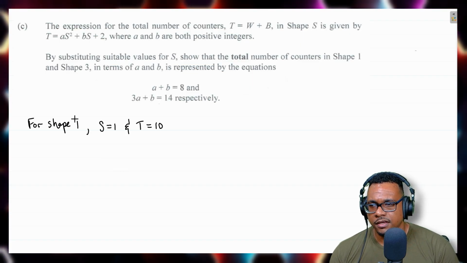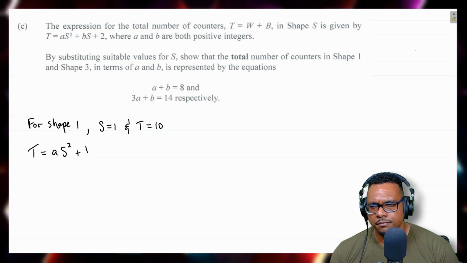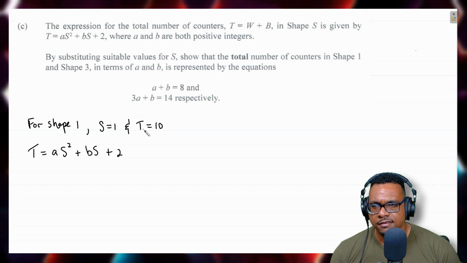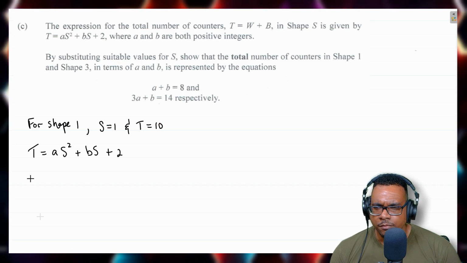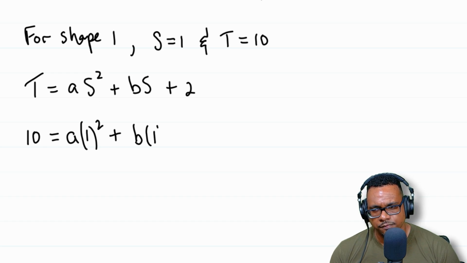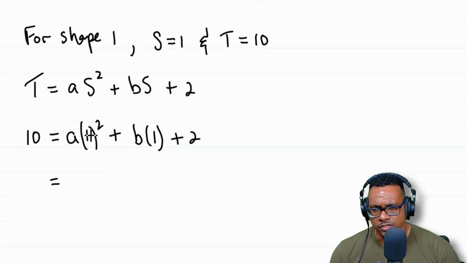So now let's write down this formula here. We have T is equal to AS squared plus BS plus 2. Now remember, T is equal to 10 and S is equal to 1. So I'm going to put 10 is equal to A. We don't know what A is. S is 1, so that's 1 squared, because S squared, plus B times S, and S is 1, plus 2. Let's work that out. 1 squared is just 1, so that's just A times 1. B by 1 is just B, plus 2. Let's put the 10 here as well.